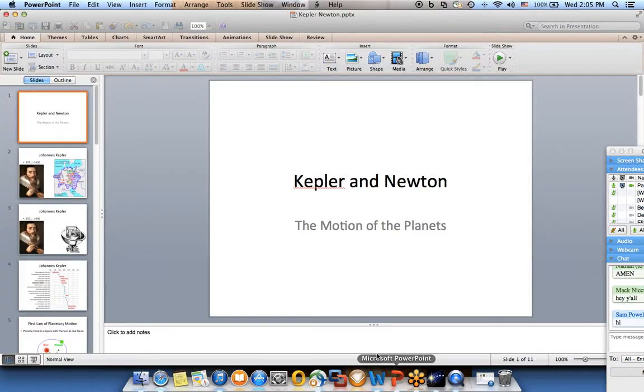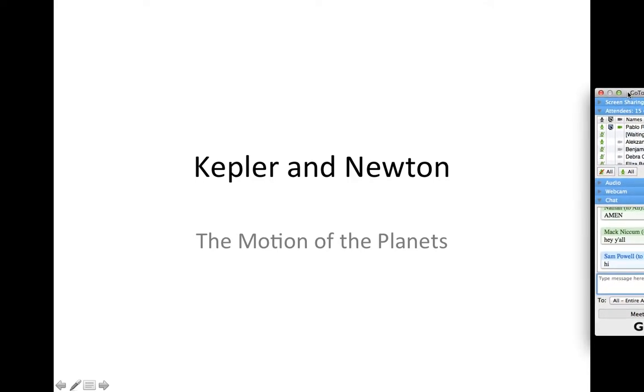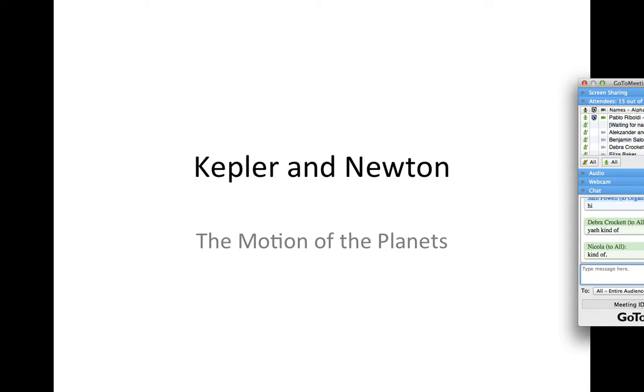And today we are going to have a lesson on Kepler and Newton and the motion of the planets. So do you remember at the beginning of the class when we talked about the Ptolemaic model and the Copernican model of the solar system, the geocentric model and the heliocentric model? Anybody remembers what that was about? Okay, if you want to explain, Deborah, or Nicola, what do you remember from that class? What is the geocentric model of the universe? What was it? And where did that come from?